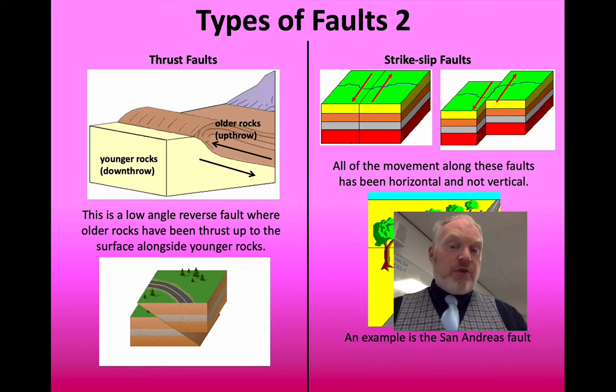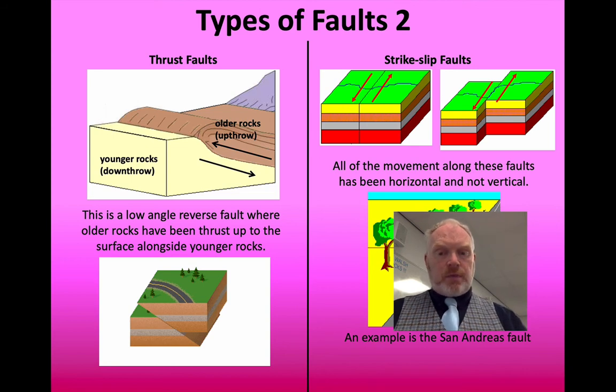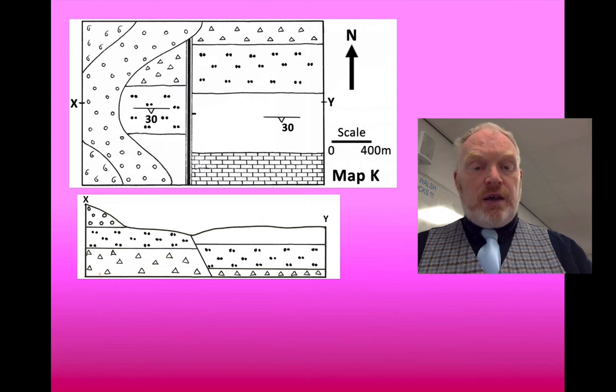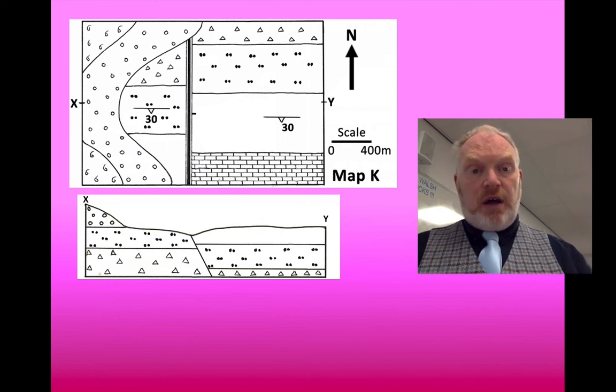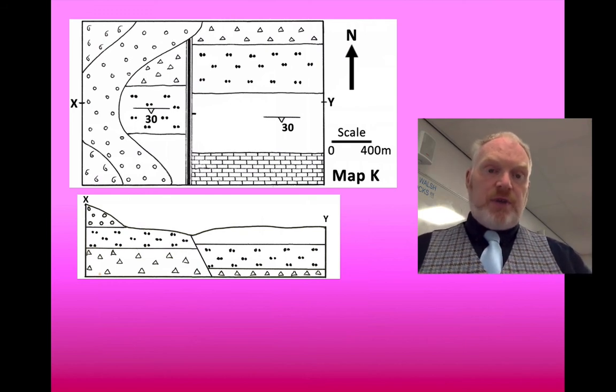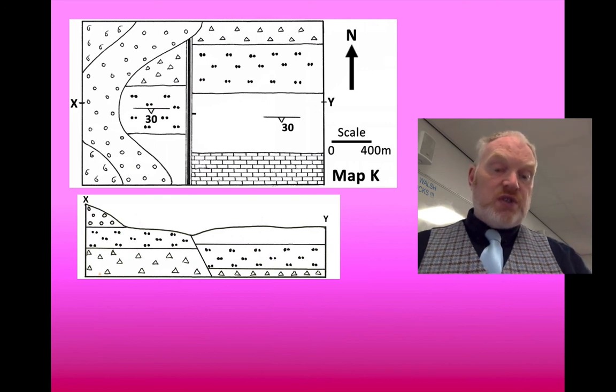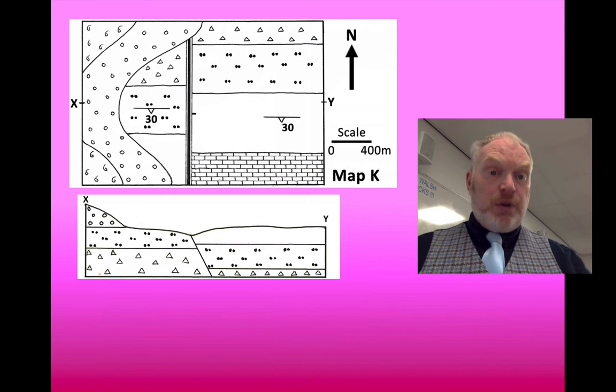Now, that's a very quick overview of faulting. For more detail, you need to go back to the previous work we've done on this. But let's have a look at map K. Map K shows us a fault. We can tell there's been a fault because there's a displacement of beds. The cross-section as well shows us what that displacement is. We can see, for example, that there's been a vertical displacement of these beds.